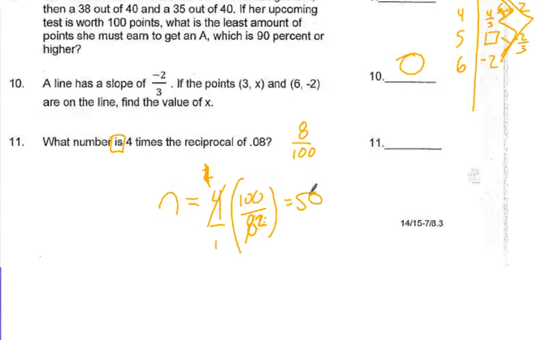I'll recap. I don't feel like that was very well explained. So 0.08 is 8 over 100. So the reciprocal is 100 over 8. And we're multiplying it by 4 times. So I'm going to go ahead and cross-reduce first. 4 goes into 4 once, 4 goes into 8 twice. 100 divided by 2 is 50. So my answer here is 50.